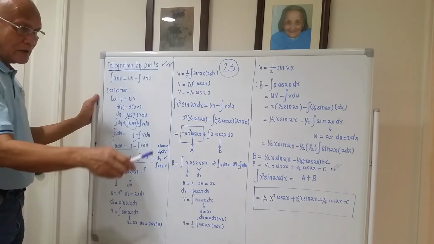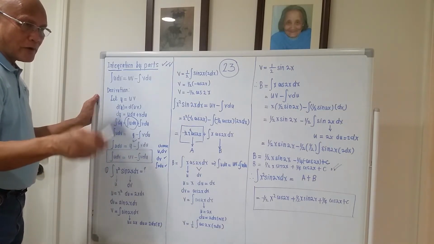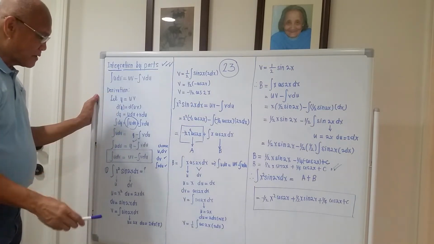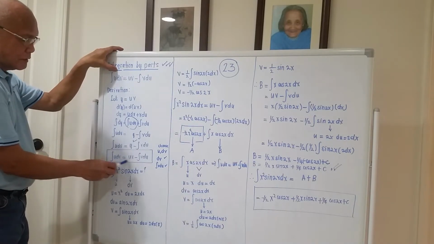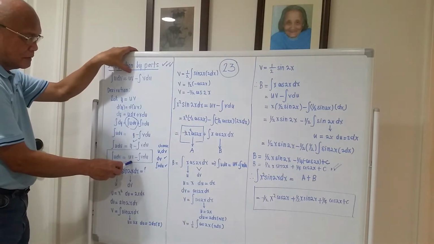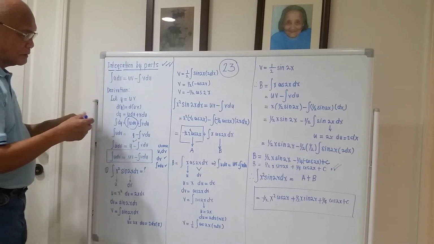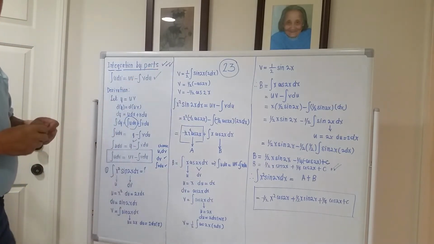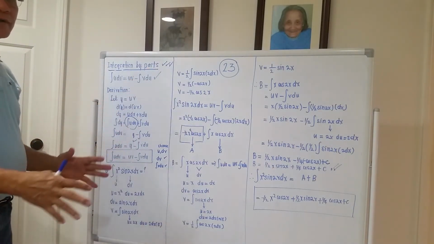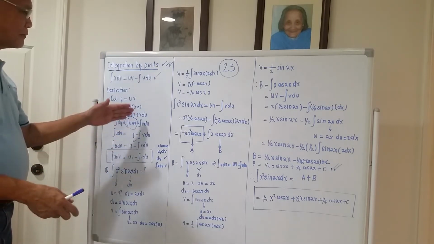So the final formula on how to take the integral of a problem using integration by parts: the integral of u dv is equal to uv minus the integral of v du. That's it. Just think of the product formula under differentiation, and actually you could derive this one.